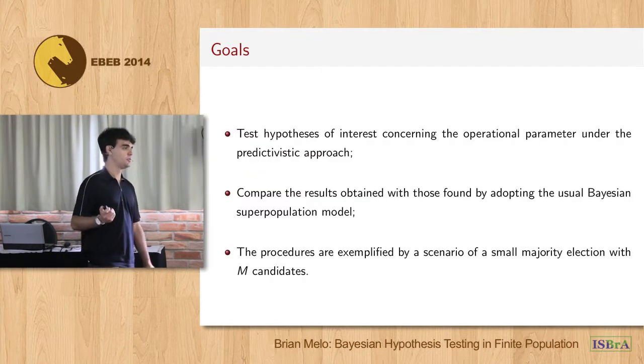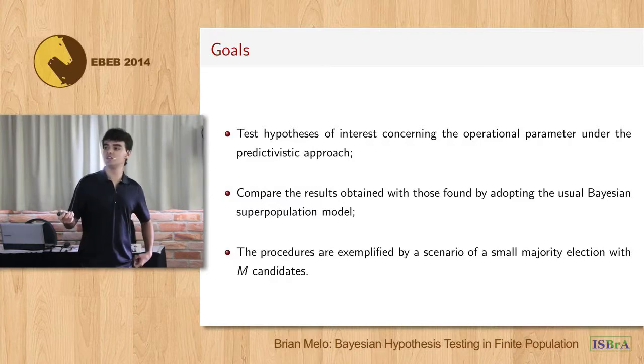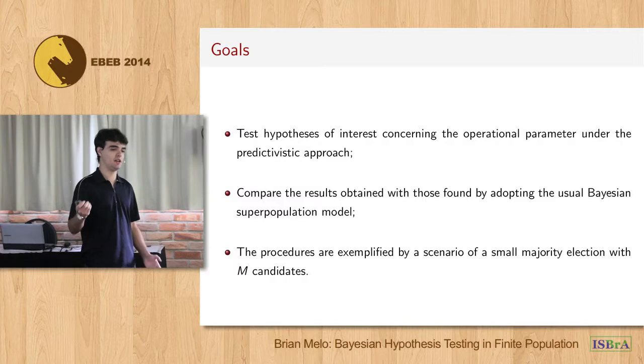So the goal of this work is to make a hypothesis test for the operational parameters under the predictivistic approach and compare these results with the use of Bayesian superpopulation models. Here is just a first attempt to compare these models regarding hypothesis testing. Usually they just compare the limits found for the probabilities, or for point probabilities, not the result of hypothesis testing. And I will exemplify with a scenario of elections just to make it easy to understand.